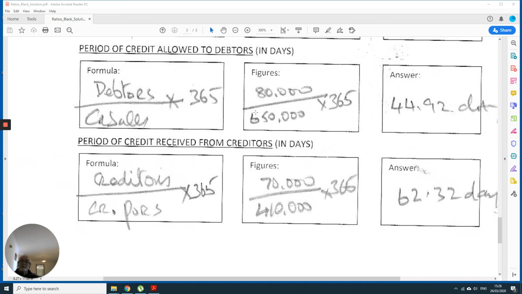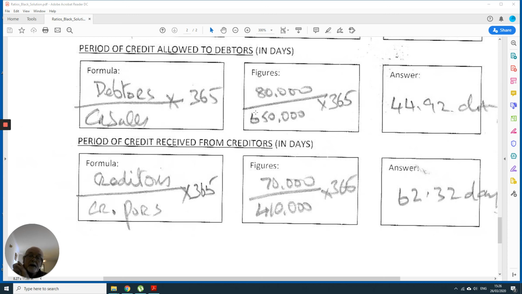That's why the formula for period of credit allowed to debtors is debtors over credit sales by 365. In our example here, it's 80,000 over 650,000, the 80,000 being the debtors figure in the balance sheet, and the 650,000 being the credit sales, by 365 for days. If you wanted the answer in months, you could simply multiply by 12, and that gives us 44.92 days. Now, this is one of those cases where it would be okay to round off and say that our debtors are taking approximately 45 days.